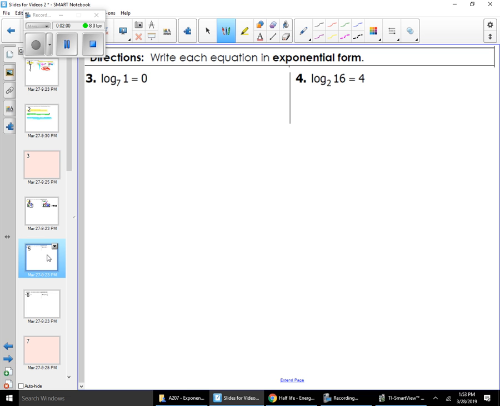Let's do some more. 3 is a bit wonky. Log base 7 of 1 equals 0. What the heck does that mean? Well, my base is 7. That's the base of my exponential. My exponent is 0. Well, what is anything to the 0 power? It's just 1. So again, my input becomes my output. My original output is now my input. That's what we mean by inverses. Inputs and outputs switching.